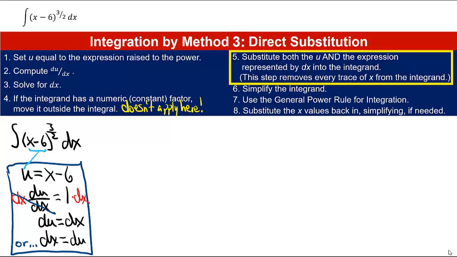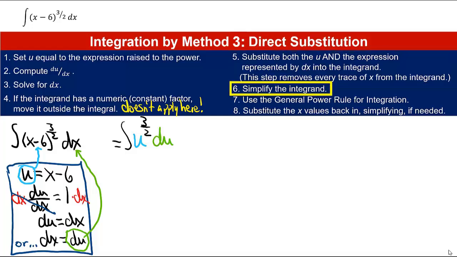Step 5 says to substitute both the u and the expression represented by dx into the integrand. And notice that this step will remove every trace of the x and the dx, for that matter, from the integrand, if you've done it properly. So we go back here and we look at this. We know that u is equal to x minus 6, so we actually go in and physically remove the x minus 6 and replace it with u. And we do the same. dx is equal to du, so we replace the dx with the du. Notice that when we're done, we have no x's or dx's, we have only u's and du's.